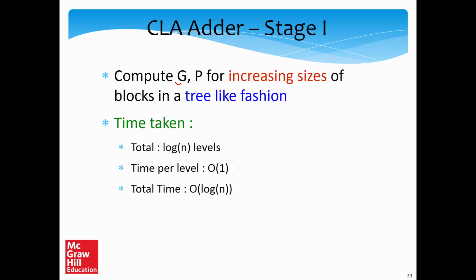The time per level is O(1), which means it's constant time. The reason is that we don't have to do a lot of work to compute the G and P functions: an AND gate in one case and an OR gate in another case. So the total time for stage 1 is order of log n. So that's for stage 1. We have not done the addition yet, but let's take a look at how the addition would be realized.